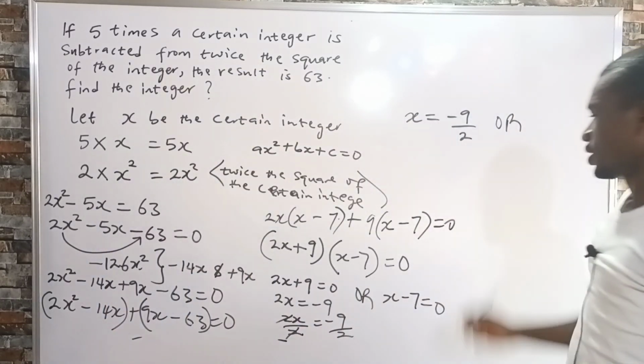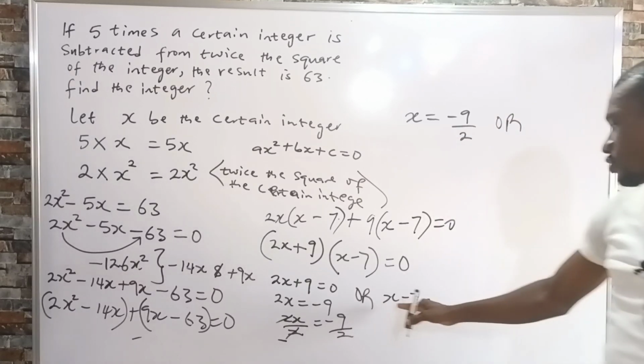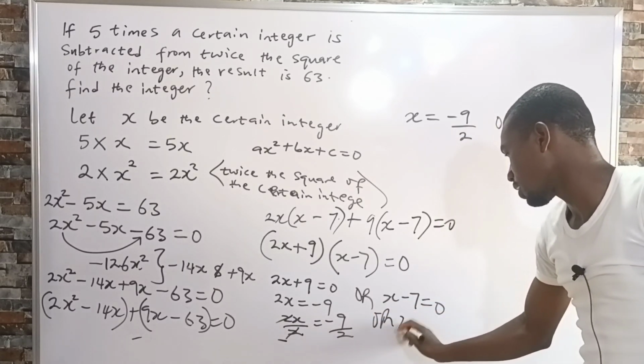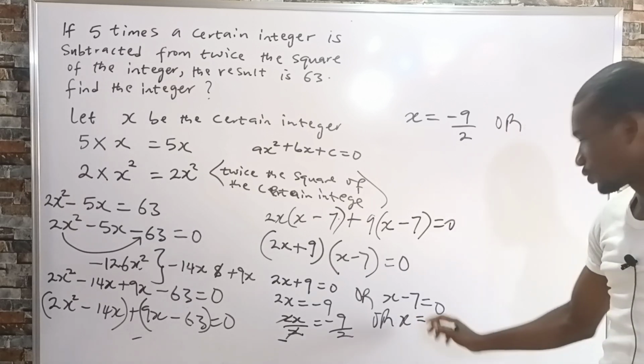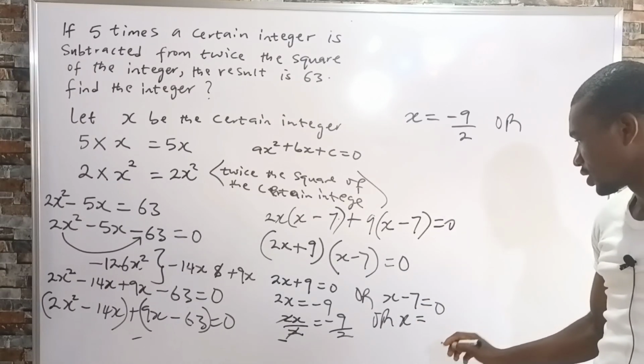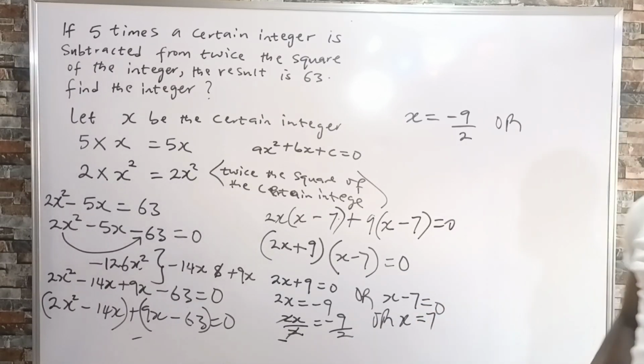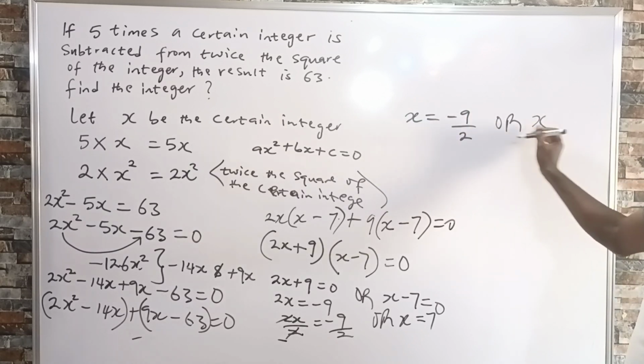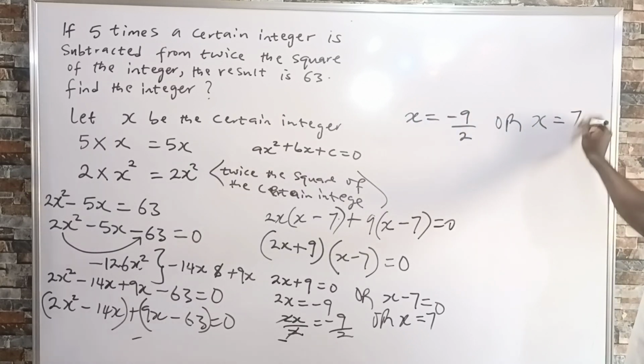Or let's solve further for here. I have here to be x minus 7. That simply means x is equal to, if I add 7 to both sides of the equation, I'm going to have here x equal to 7. So either x is minus 9 over 2 or my x is equal to 7.